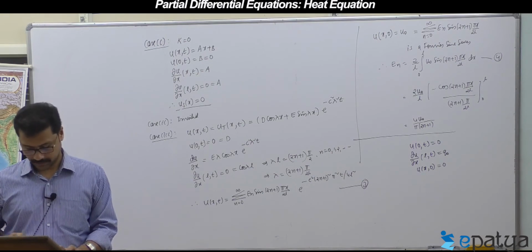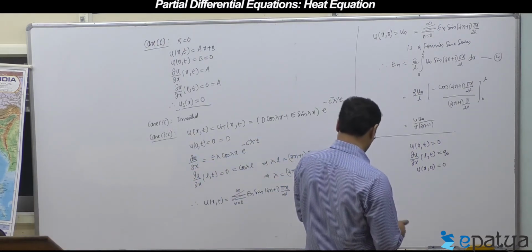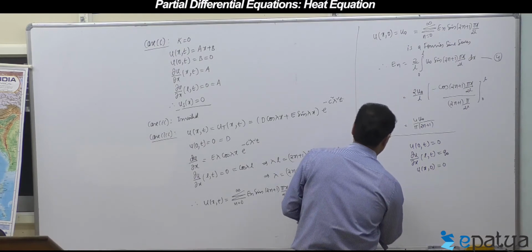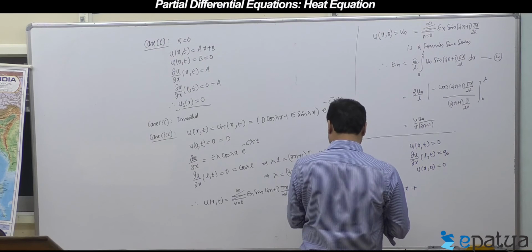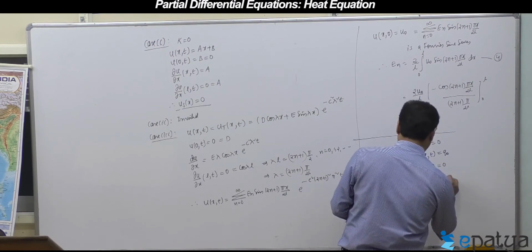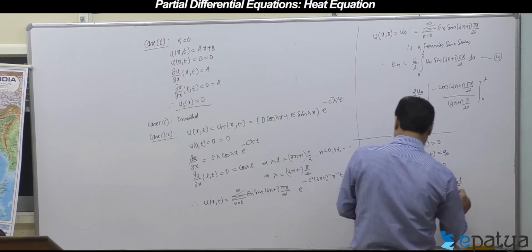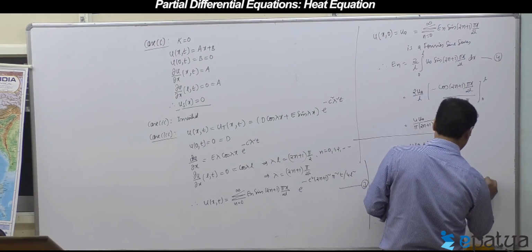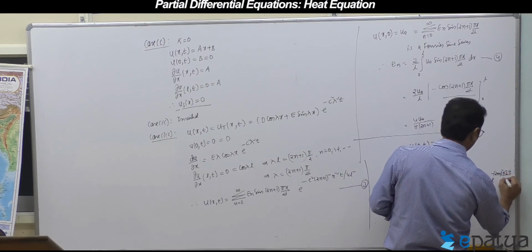Steady state is Q naught x. Okay. Answer: u of x comma t equal to Q naught x plus sigma (minus 1) whole power n plus 1 by (2n plus 1) whole square, 8 Q naught L by pi square, sin (2n plus 1) pi by 2L x, e power minus (2n plus 1) whole square pi square c square t by 4L square.